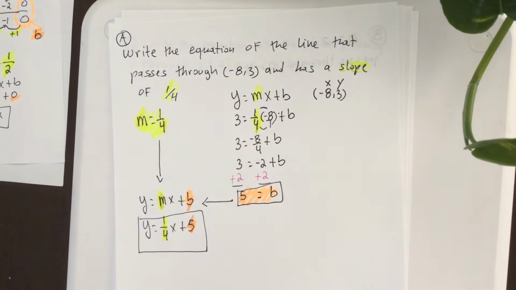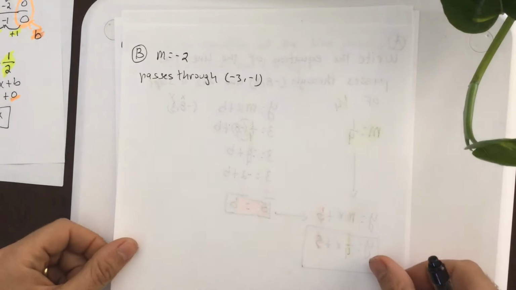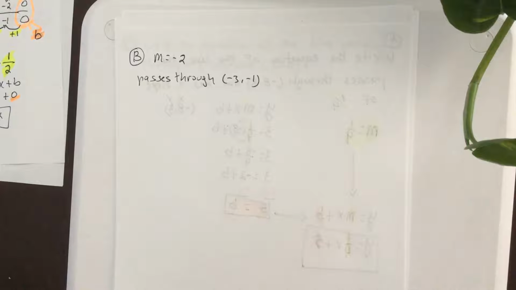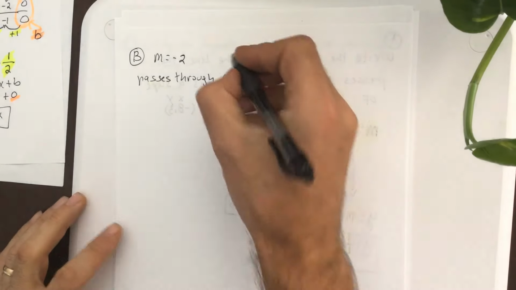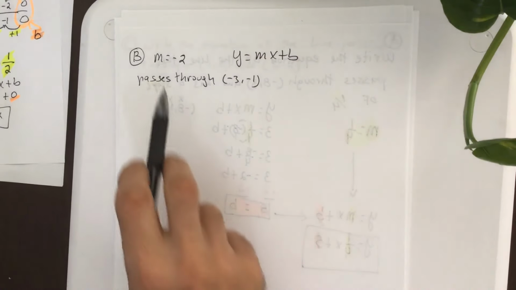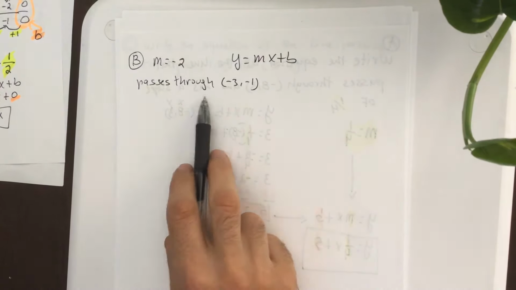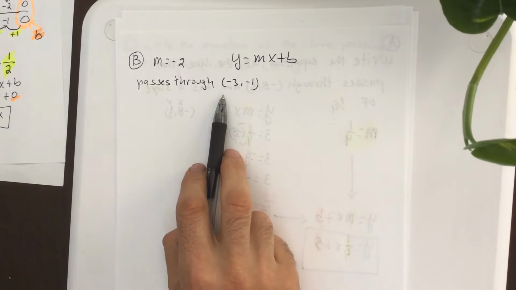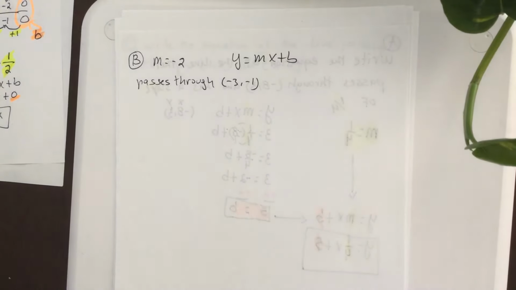All right, let's try one for you guys. Let's flip the page. I got the example here. I want you guys to try that one right there. I want you to find me the equation of the line in slope intercept form. Remember, y equals mx plus b, of slope -2, passing through the point, sorry, (-3, -1). Pause the video and try it.